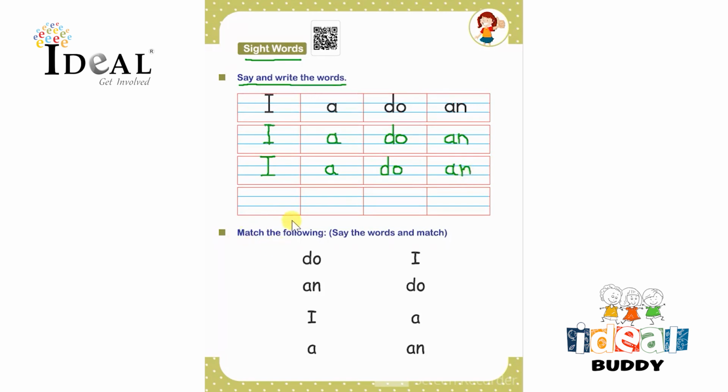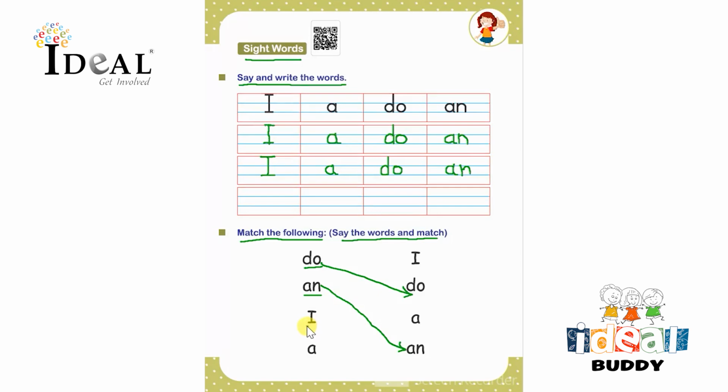After that they have to do match the following. They have to say the words and match the same with the correct word. The first word is do. They have to match the same with the correct word given on the right hand side. Another word is N. They have to again match it with the correct word.